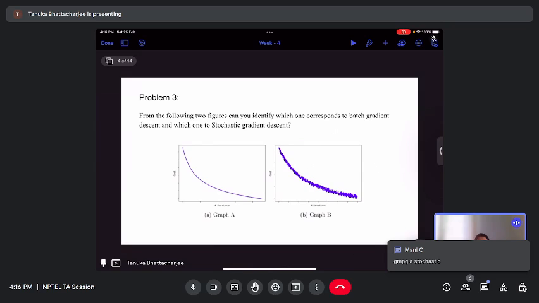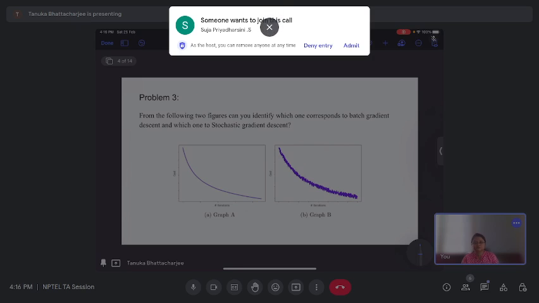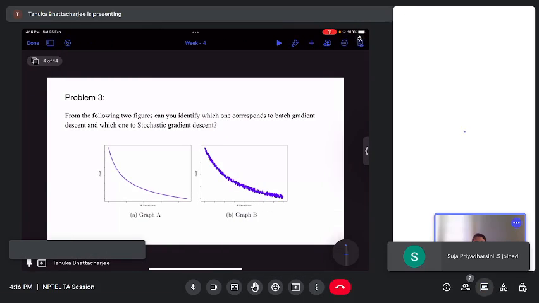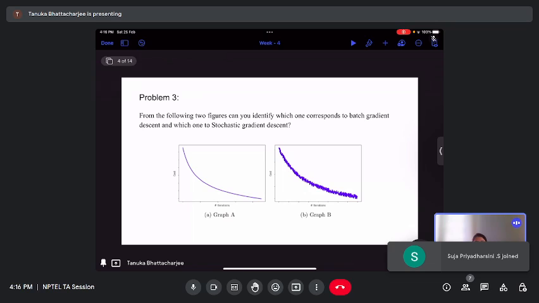Mani is saying graph A is stochastic. Okay, anyone else? So does everyone agree with Mani that graph A is stochastic gradient descent?